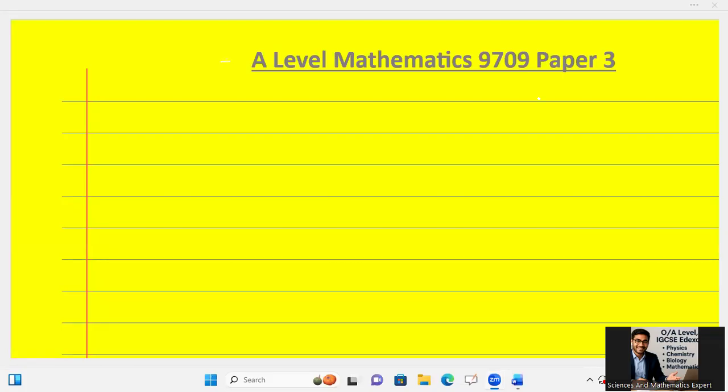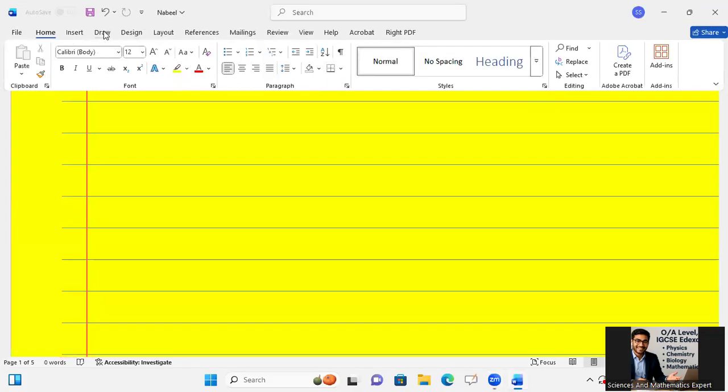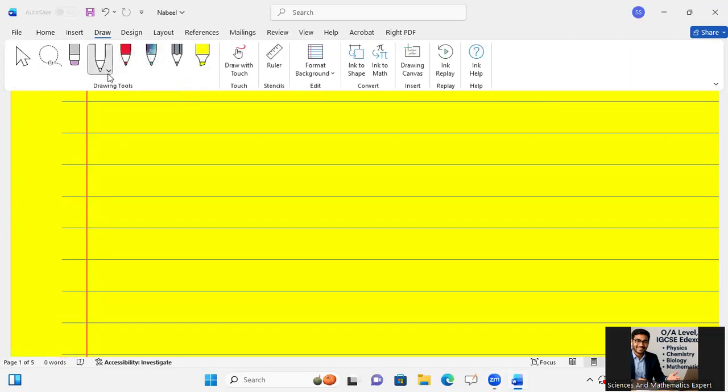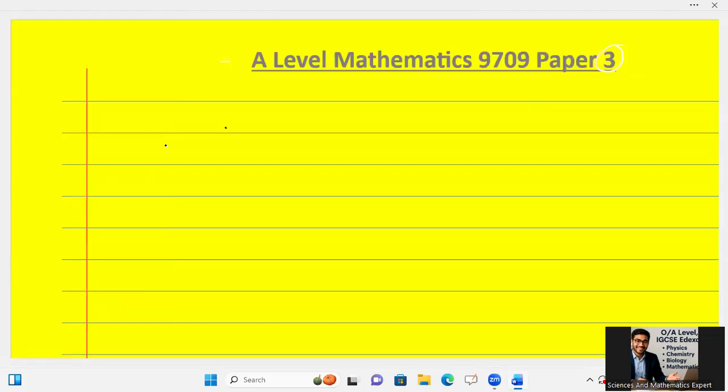In today's class, we will study 9709 paper 3. According to the syllabus of paper 3, we have the main paper which will be related to our A-level exams. Today we will go for the topic of logarithmic and exponential functions.